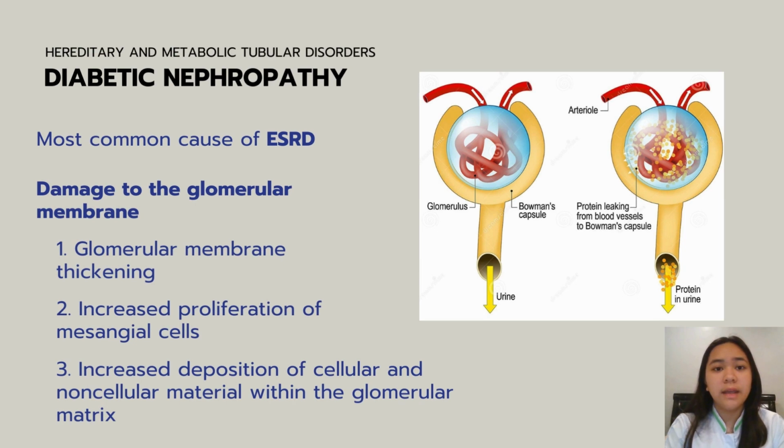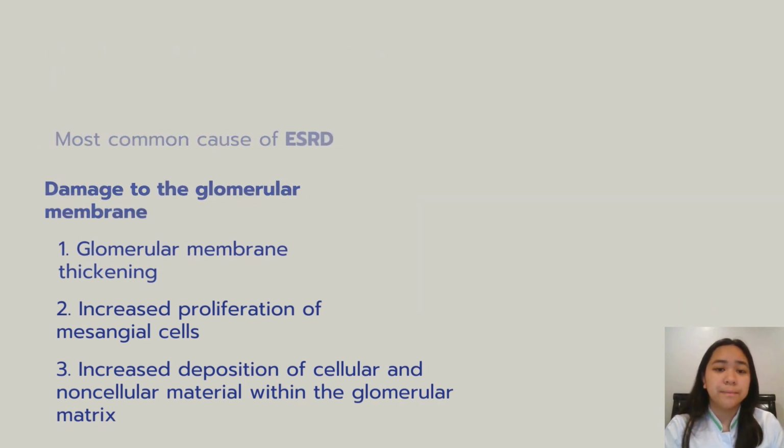Next is the diabetic nephropathy. It is the most common cause of ESRD, which gives damage to the glomerular membrane, whereby the glomerular membrane thickens. So with this, proliferation of mesenchymal cells and deposition of cellular and non-cellular material within the glomerular matrix is increased. Therefore, accumulation of solid substances around the capillary tufts occurs.